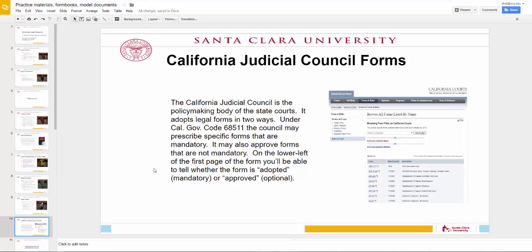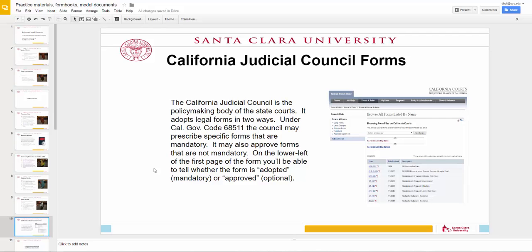There are some forms that are published by the California Judicial Council. These typically are forms that are designed for pro se litigants that do not have legal representation. It's probably not going to be much of an issue for intellectual property practice, but I want you to be familiar that these exist. The California Judicial Council produces forms, some of which are mandatory, meaning that you have to use the form that's provided by the Judicial Council.